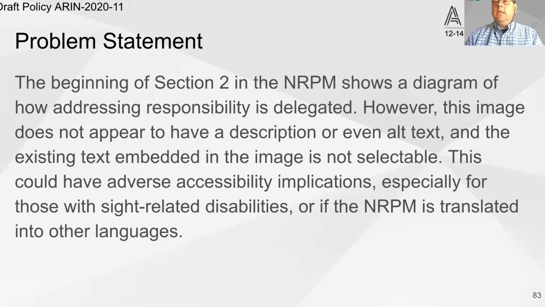Here's the problem statement as it came to us. The main issue that was raised by a community member was that there's a graphic in our policy manual that does not have alt text or any other description of it. So if someone had a disability, sight-related disability, or perhaps in the event that the NRPM was translated, this could cause issues as information would be lost. So we were asked to take a look at that. Next slide, please.